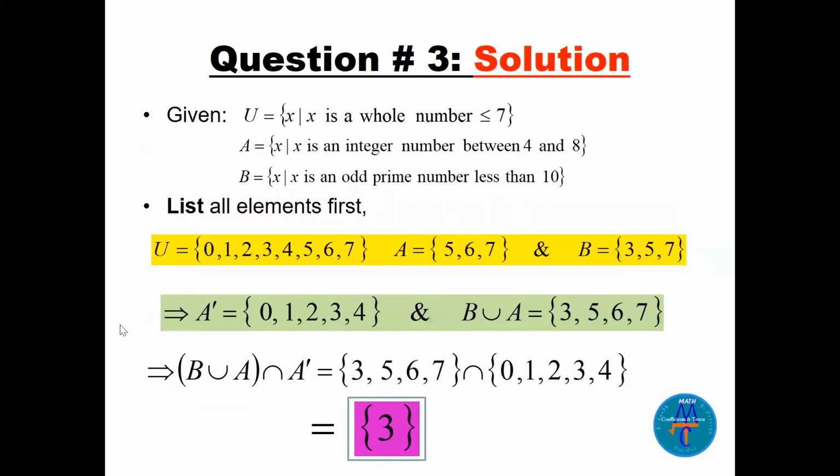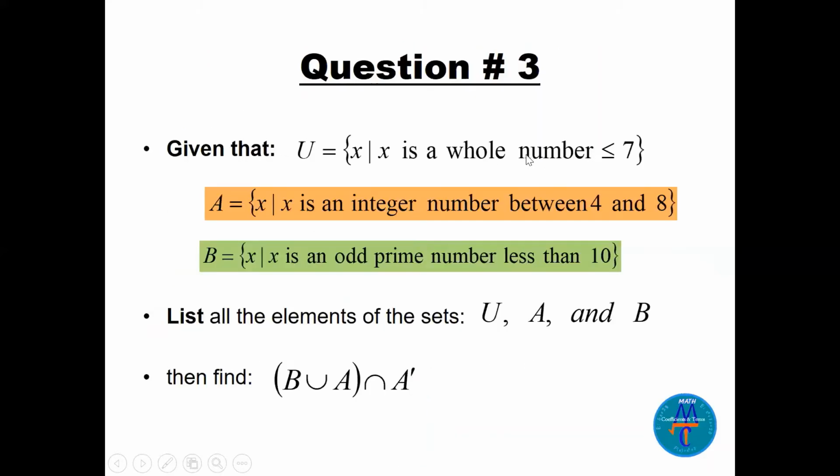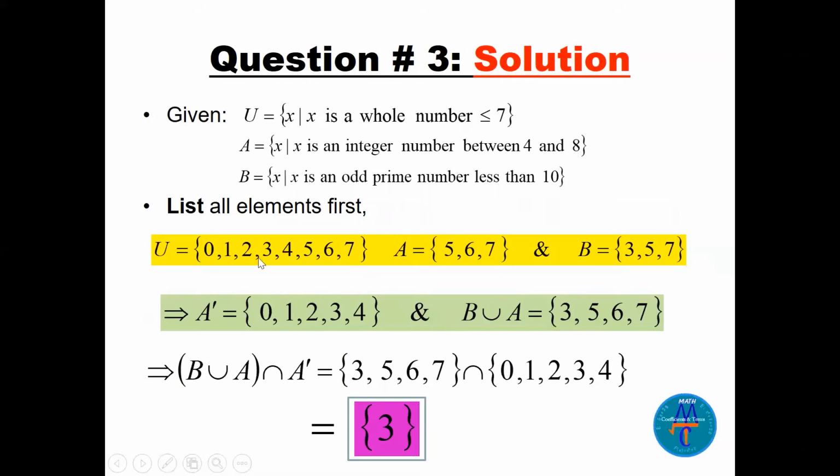So U is 0, 1, 2, 3, 4, 5, 6, 7. It's less than or equal to 7. You can see that here, less than or equal to 7. Whole number, so 0 is there. A is the integers between 4 and 8, so 5, 6, 7. And B is an odd prime. 1 is not counted there. So 3, 5, and 7, because 1 is not a prime.